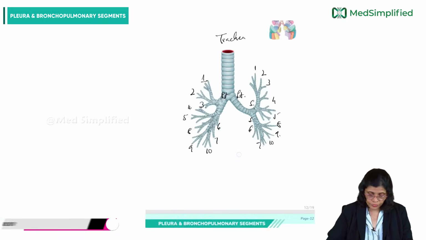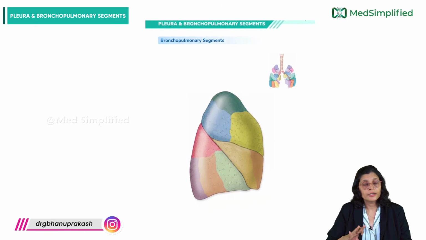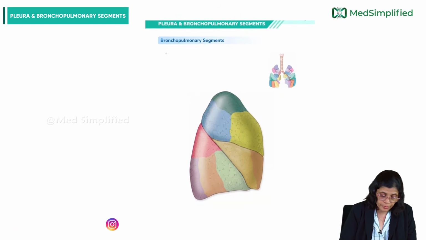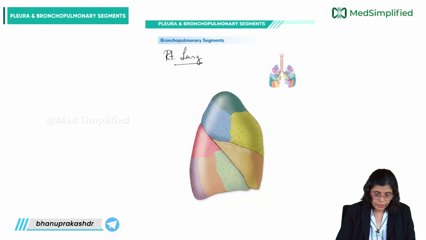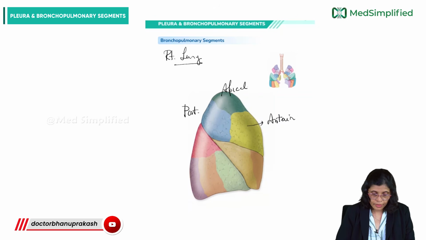So what are the names of these segments, the bronchopulmonary segments? Each lung will have 10 bronchopulmonary segments. First we will see the right lung. On the right lung, the superior lobe will have 3: the apical, the posterior and the anterior. The middle lobe will have 2: the lateral and the medial.